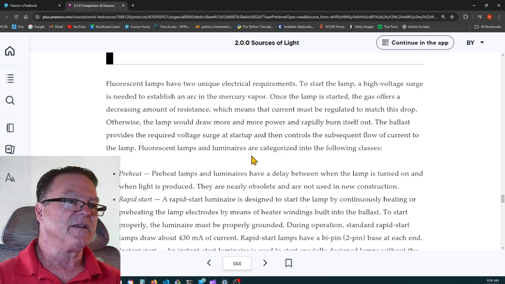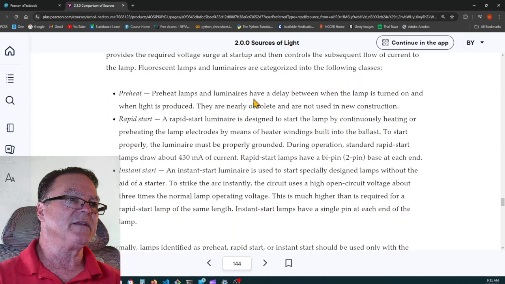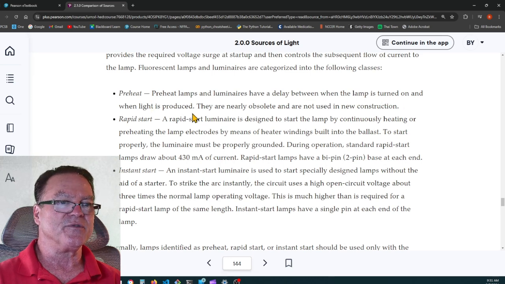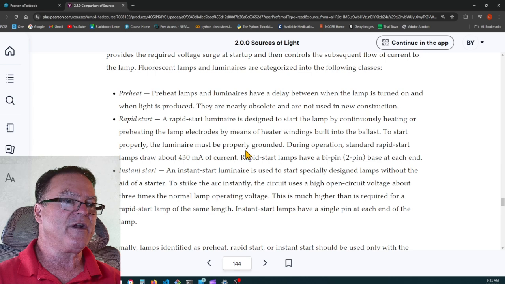Fluorescent lamps and luminaires are categorized into the following classes. You've got preheat. They preheat the lamp, and luminaires have a delay between when the lamp is turned on and when the light is produced. Rapid start luminaires are designed to start the lamp by continuously heating or preheating the lamp electrodes by means of heater windings built into the ballast. To start properly, the luminaire must be properly grounded during operation.